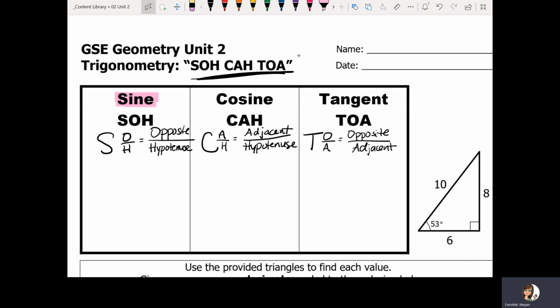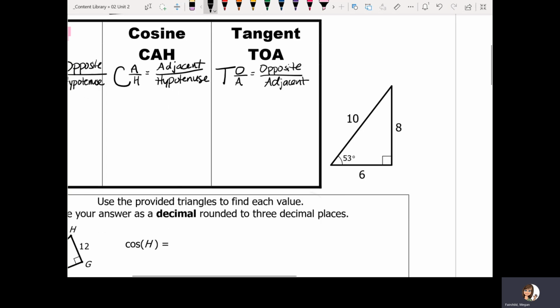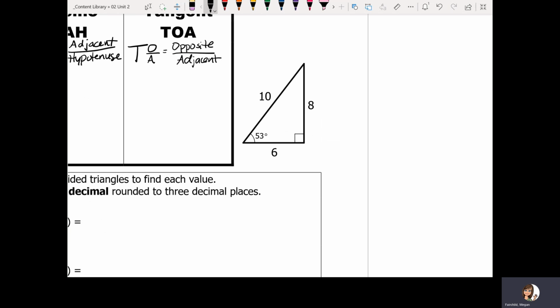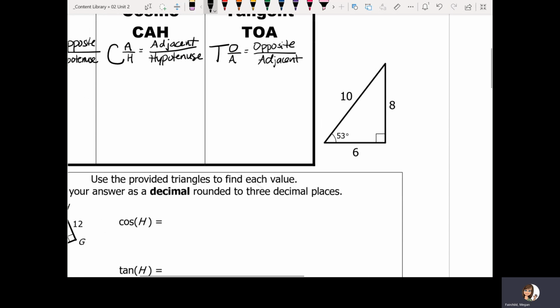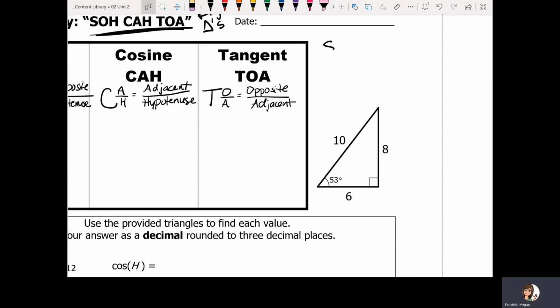SohCahToa is only used for right triangles. A right triangle means it has a right angle. Keep saying the word right 8,000 times. And over here, we have a right triangle. How handy. All right, the other thing you need to remember is that sine, cosine, and tangent are always next to an angle. It's always sine, cosine, or tangent of an angle. And then it's the fractions.